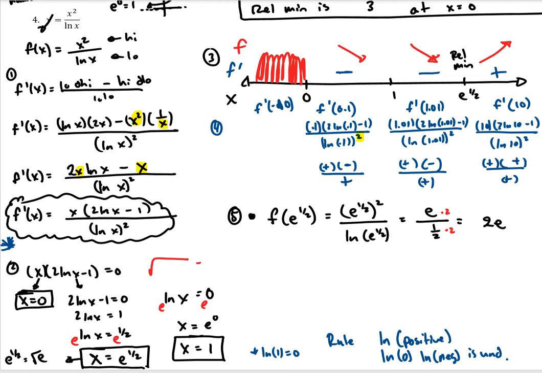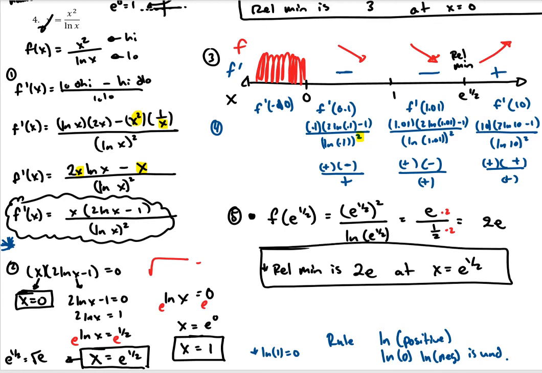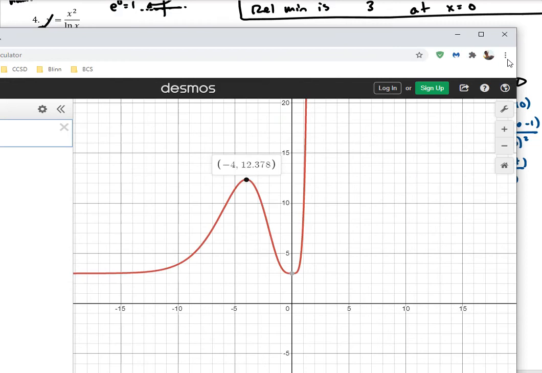Okay, so that's it. So we now have it. So it's our relative minimum. So our relative minimum is 2e at x equals e to the 1/2. Okay, so pretty weird scenario. Let's do one more time in the calculator.